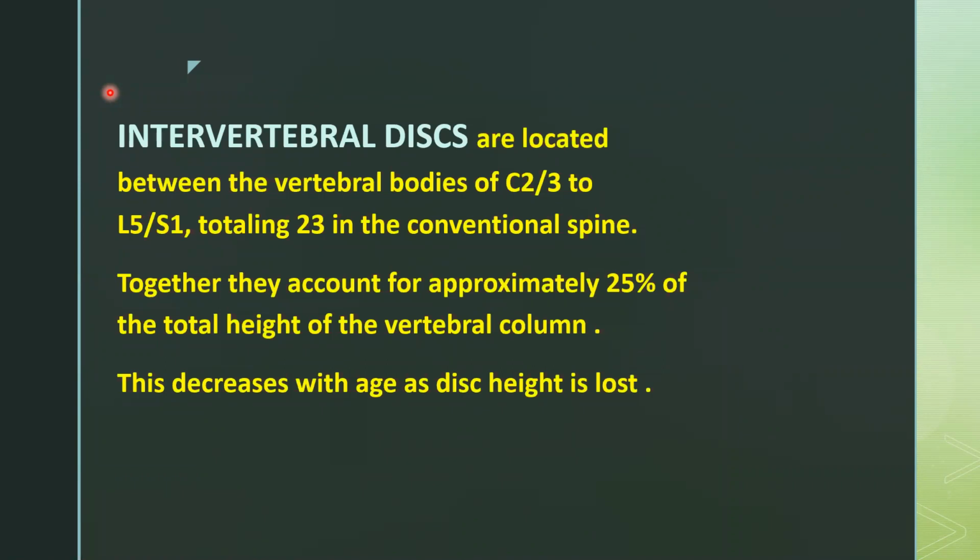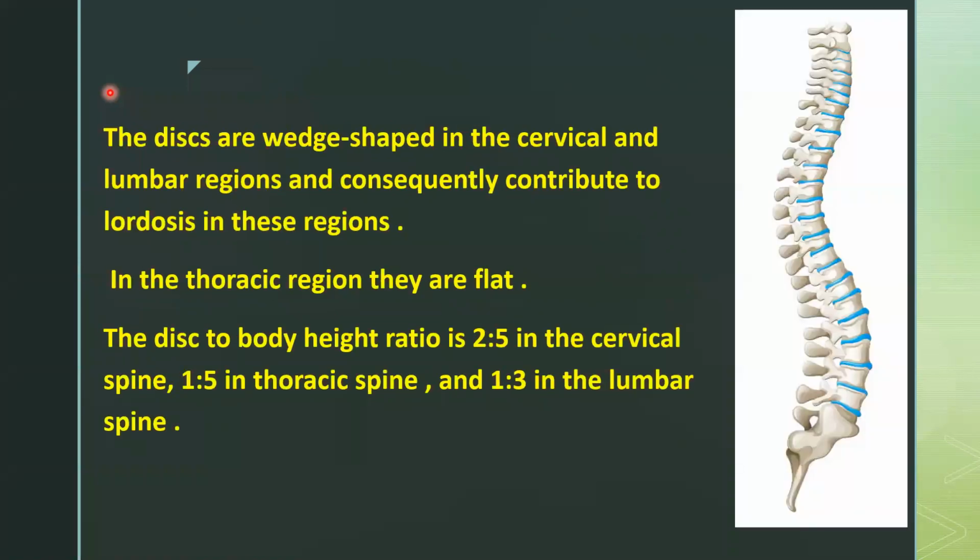Together they account for approximately 25% of the total height of the vertebral column. This decreases with age as the disc height is lost. The discs are wedge-shaped in the cervical and lumbar region and consequently contribute to lordosis in these regions. In the thoracic region, they are flat.